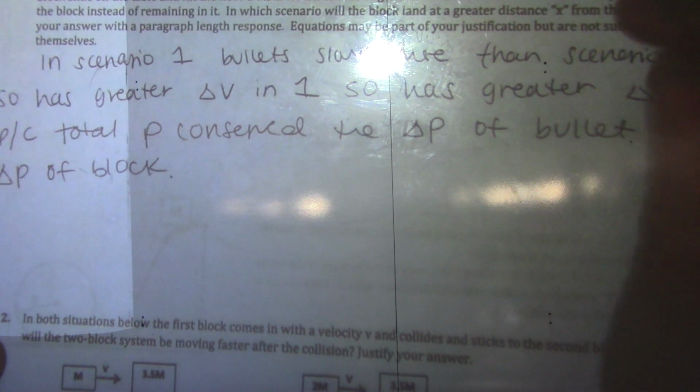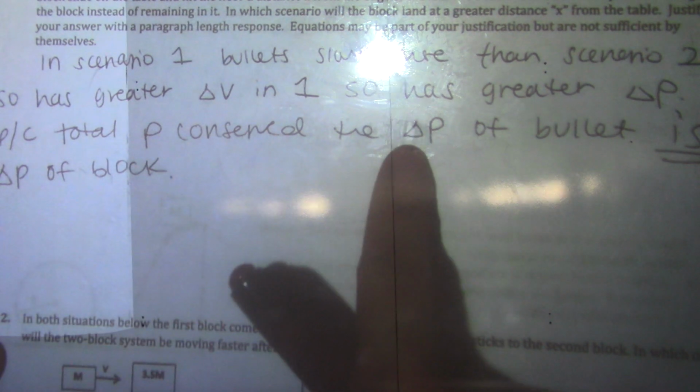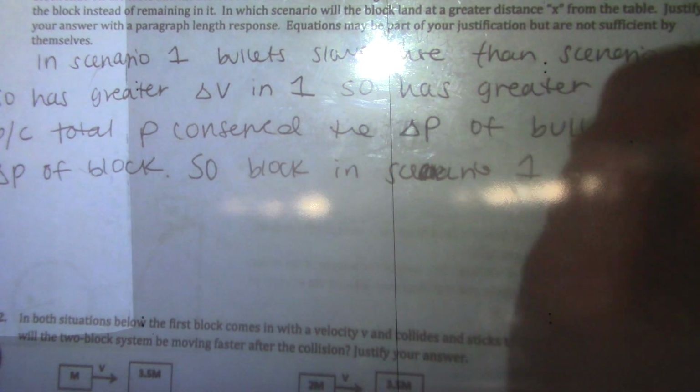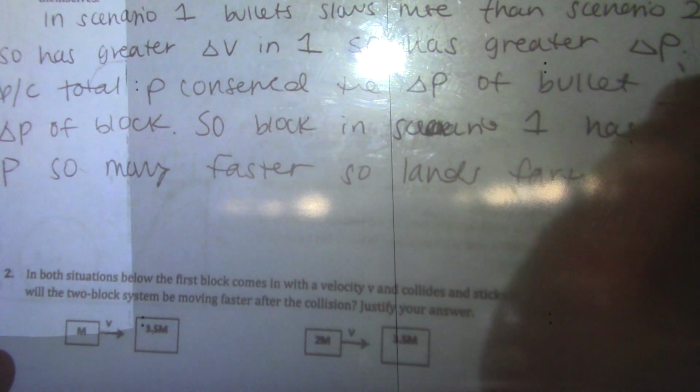So what we're saying is that the bullet has a greater change in velocity in 1. That means the bullet has a greater change in momentum in 1. Total momentum is conserved, so the change of the bullet is the change of the block in each case. So the block in scenario 1 has a greater change in momentum. So it is moving faster, so it lands farther away.